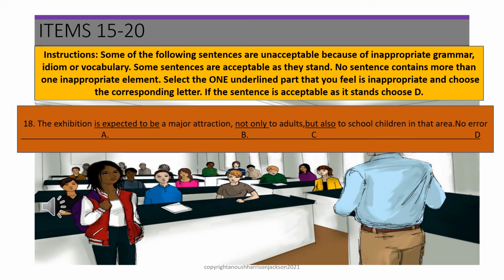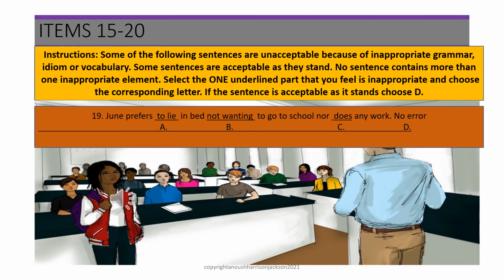Question 18 reads, the exhibition is expected to be a major attraction not only to adults but also to school children in that area. Is it A, is expected to be, B, not only, C, but also, or D, no error? Question 19 reads, June prefers to lie in bed, not wanting to go to school, nor does any work. Is it A, to lie, B, not wanting, C, does, or D, no error?